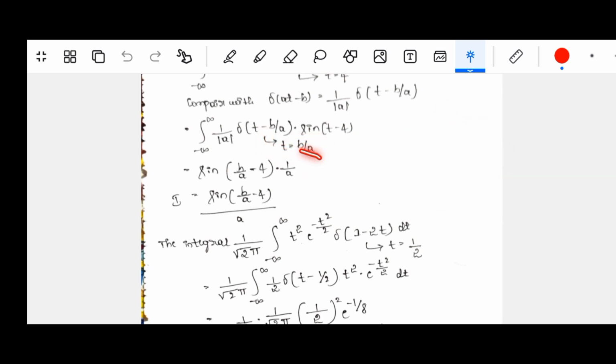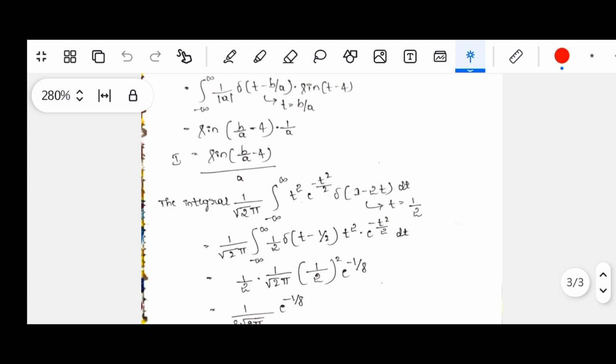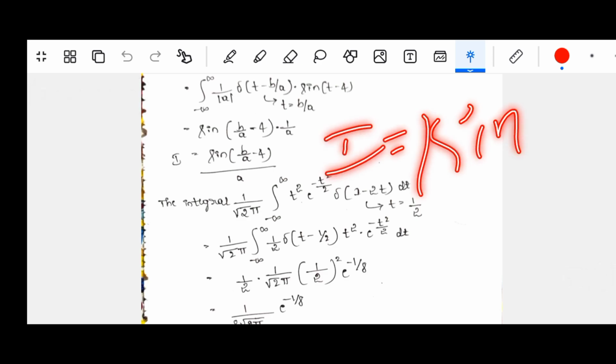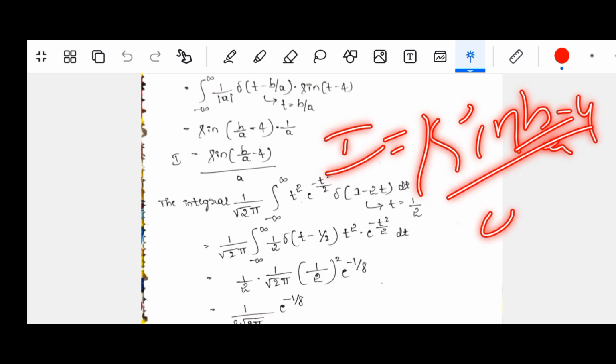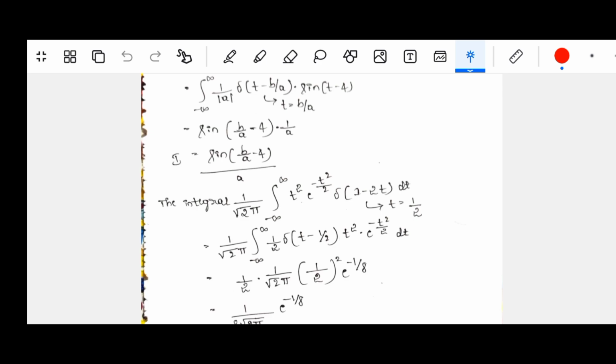So this t value will be t is equal to plus b by a. Next, sine of b by a minus 4 into 1 by a, taken common. So the current will be I is equal to sine of b by a minus 4 divided by a. So the answer will be I is equal to sine of b by a minus 4 divided by a.